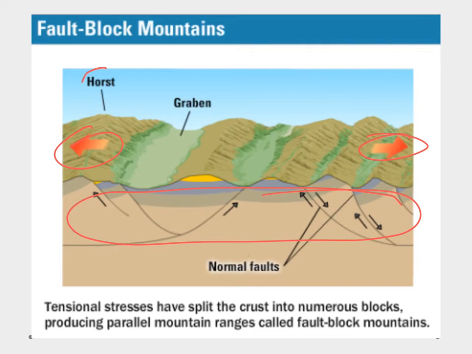Now, a couple terms you want to be familiar with in the fault block mountains. We have the horst, which is the upper part of the mountain, followed by a little basin-looking thingy like a graben there, and these are going to run parallel. Okay, so this is when we talk about the basin and range area. Here we have our ranges, and then we'll have our basins as well.